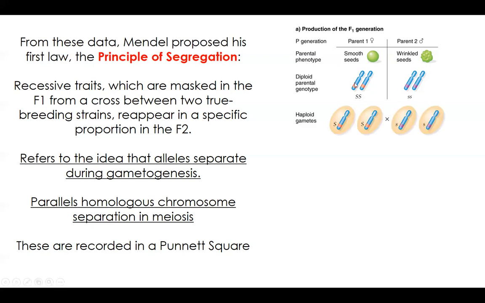Here are haploid gametes. So parent 1 could give us dominant S or dominant S. Our parent 2 can give us recessive s or recessive s. Okay, so now what we're looking at is how to set the Punnett square up from these gametes. So parent 2, this is just on the top. One gamete goes here, the other gamete goes here.